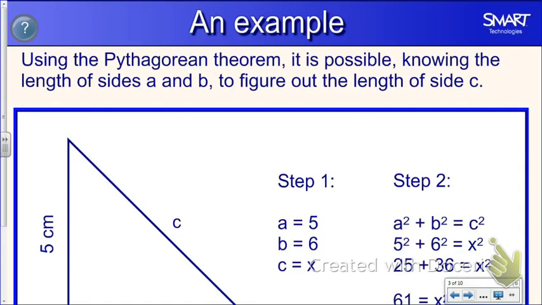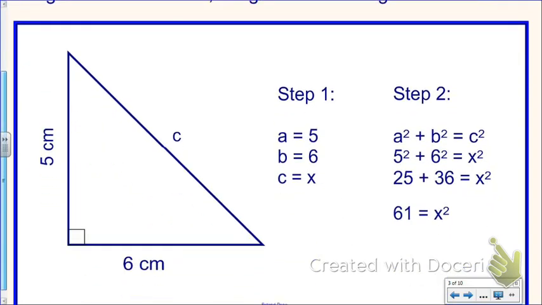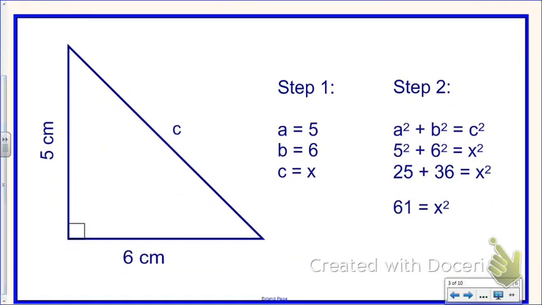Okay, so if you know two sides of a right triangle, using the Pythagorean theorem, you should be able to find the third side. So here's an example. We've got side A is 5, side B is 6, and we're looking for side C. So first, you take the formula, which you can see written under step 2, and in place of the A and the B and the C, you fill in either the numbers, or you can fill in an X, or in this case, you could have even filled in the letter C. So we've got 5 squared plus 6 squared equals X squared.